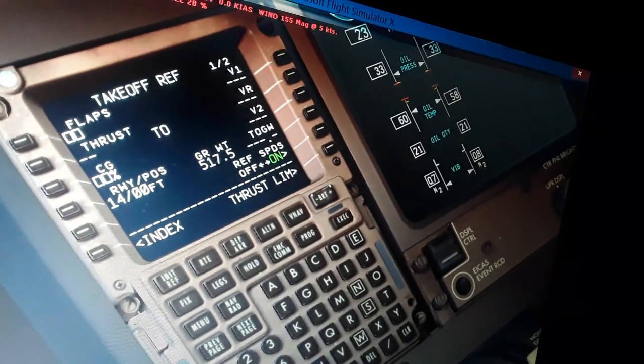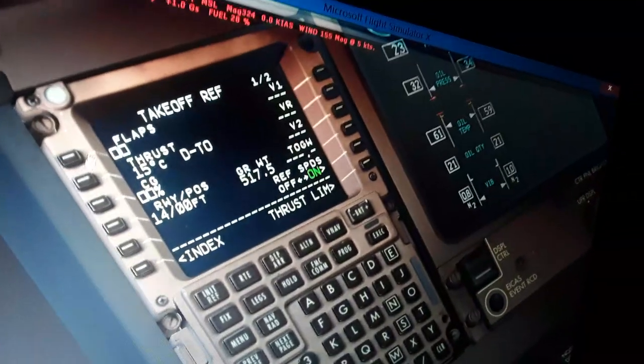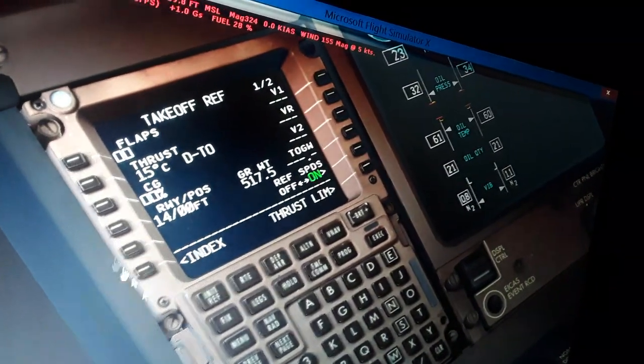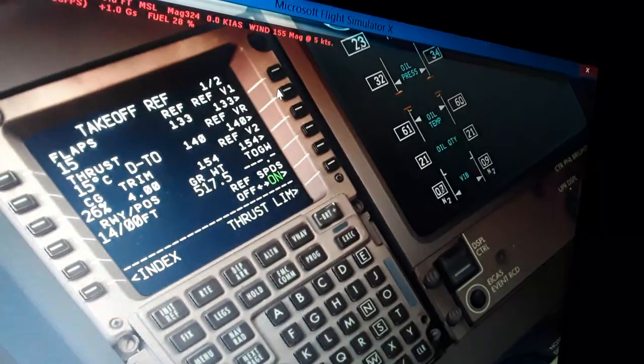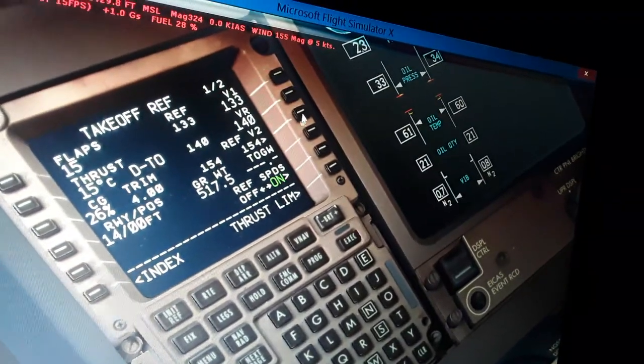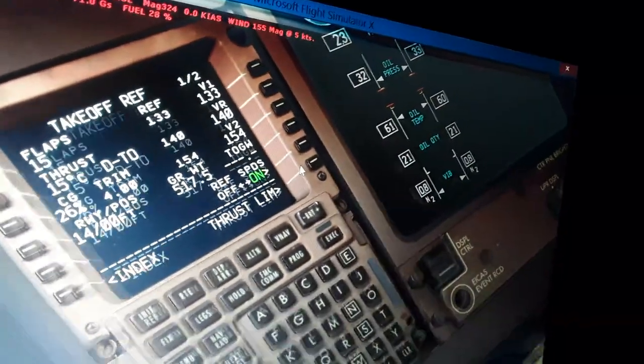So we have only one step, the flaps. The center of gravity here is automatic. We will need to insert the flaps 15 degrees. Center of gravity automatic, and the takeoff speed automatic. 153, 140, and 154 knots to use gross weight, and this runway we're gonna use for takeoff.